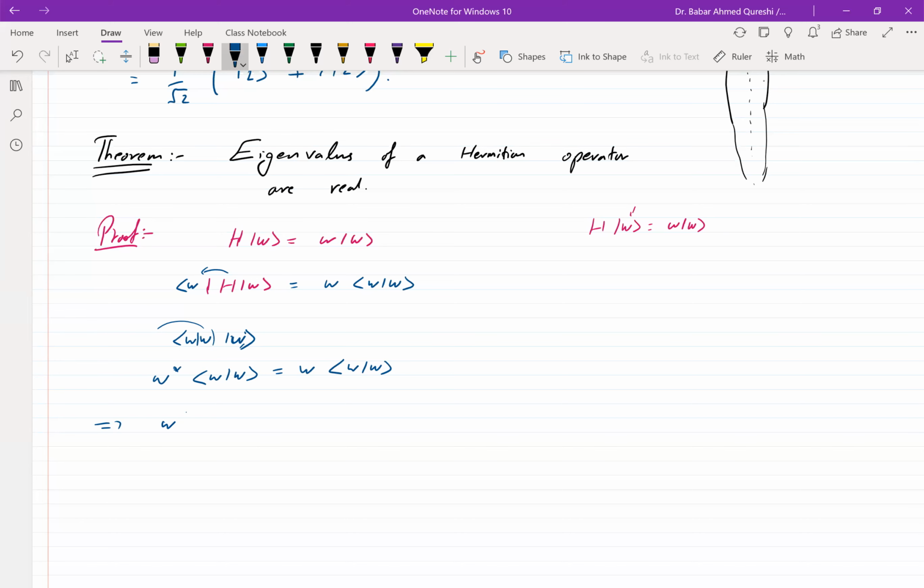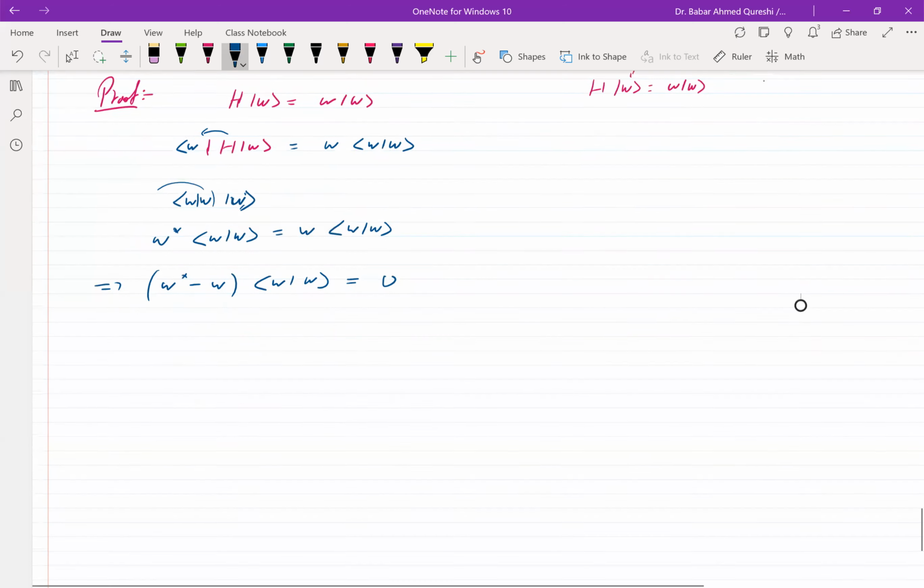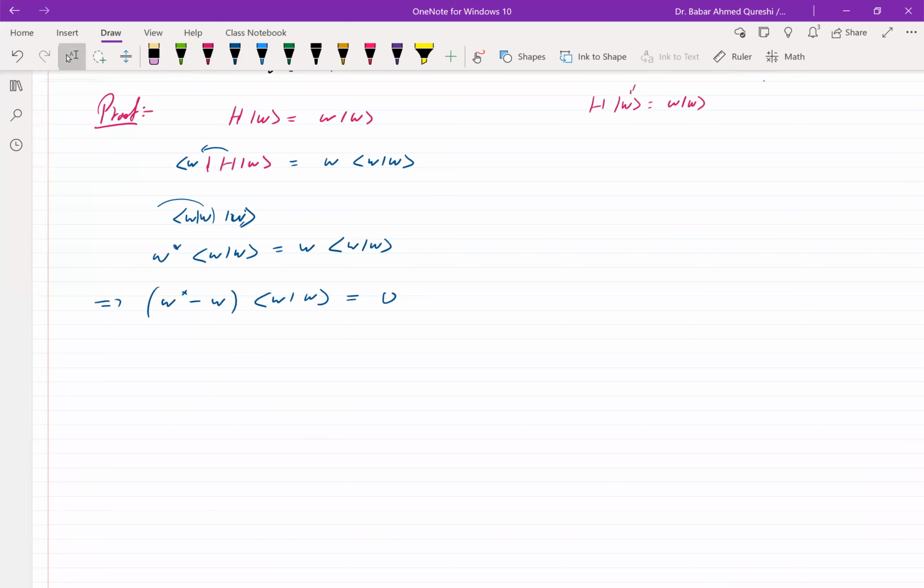So this gives you W star minus W. But since W is not zero, and none of the vectors has a zero norm except the zero vector, this is non-zero. So this is zero and W star is W.